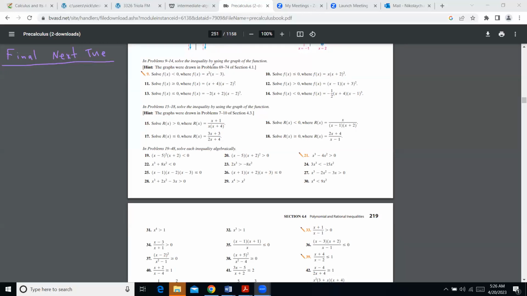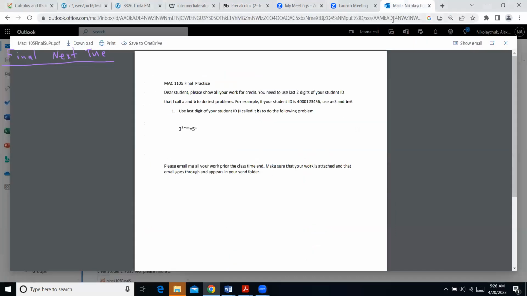So I sent to you the practice exercise, and I'd like to start with that problem. If you didn't check your email, please check it, and you should see the practice for the final. What I will do is utilize the last digits of student IDs to make sure that not everyone in class has exactly the same answers.